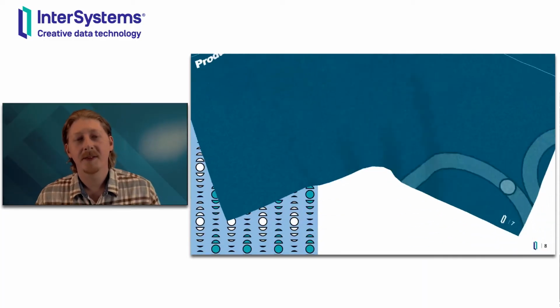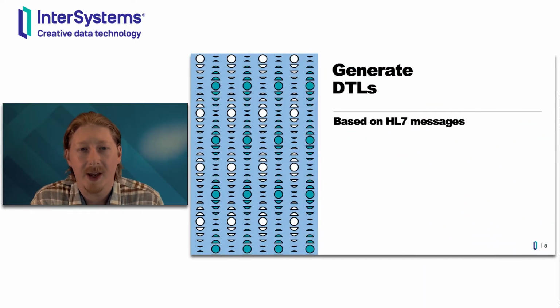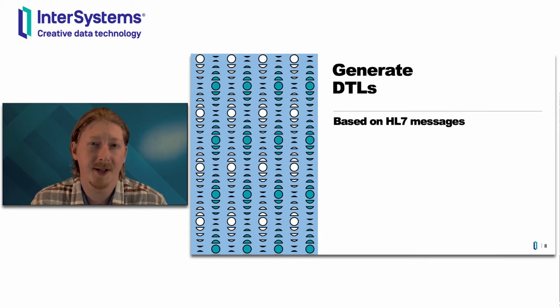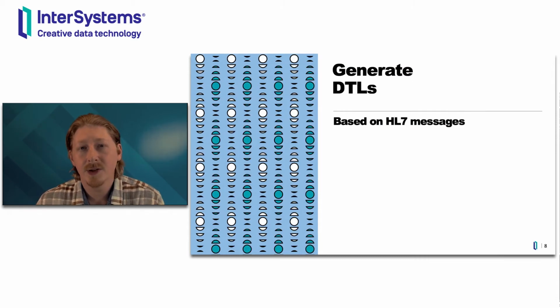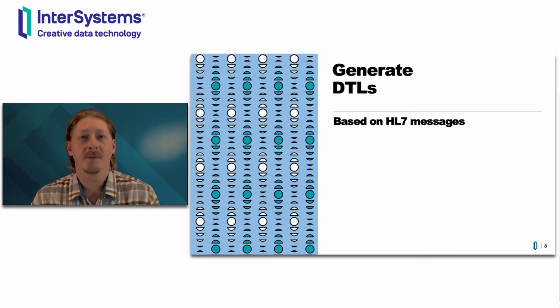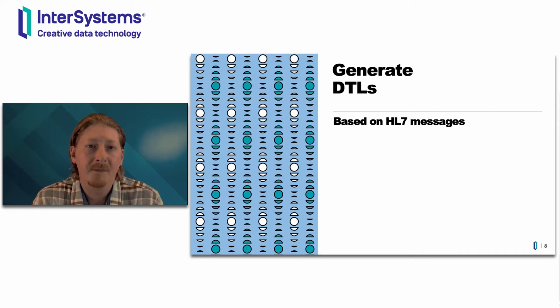Okay, the next thing we would like to take a look at is how we can generate details based on HL7 messages. So you might have played around with our migration tooling for Datagate, eGate, or Cloverleaf to migrate transformation logic from these engines to DTL statements in Iris and Health Connect.